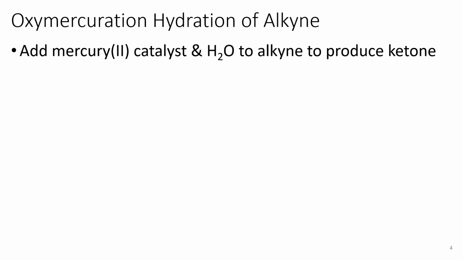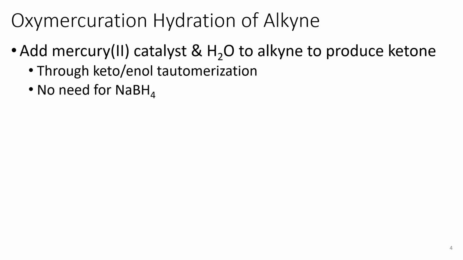One of the things that you will notice is that we no longer need to use sodium borohydride to reduce the mercury away. Because of the tautomerization, there will be no sodium borohydride required. There will be no reduction required as we go through this reaction.